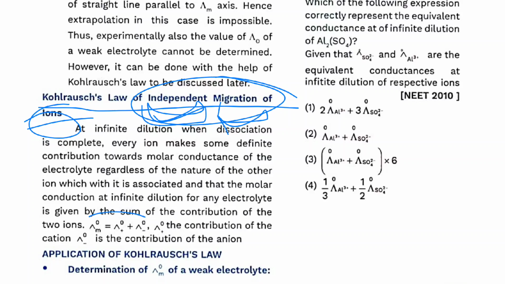Now, the mathematical expression. This is called capital lambda. Capital lambda equals small lambda naught plus plus small lambda naught minus, where capital lambda is the equivalent conductivity at infinite dilution, lambda naught plus is the ionic conductivity of the cation, and lambda naught minus is the ionic conductivity of the anion.